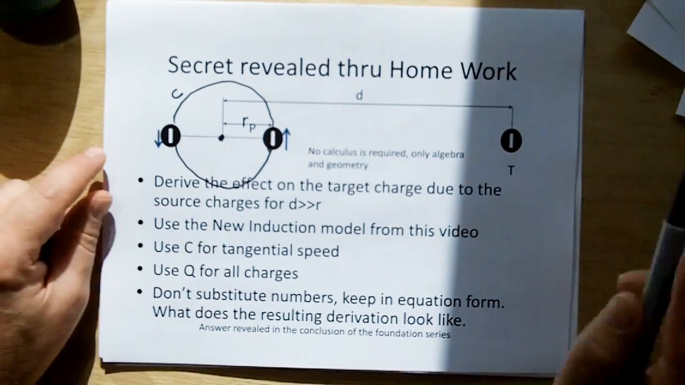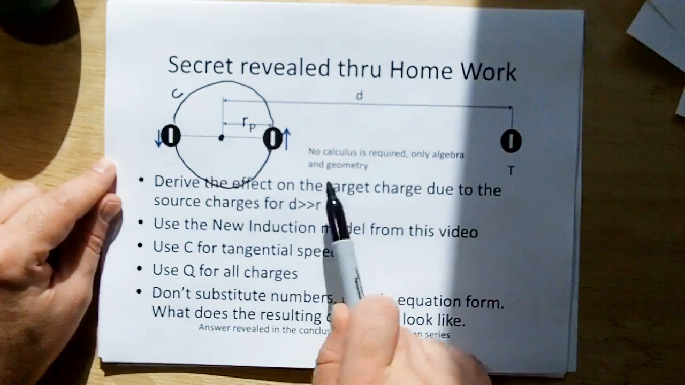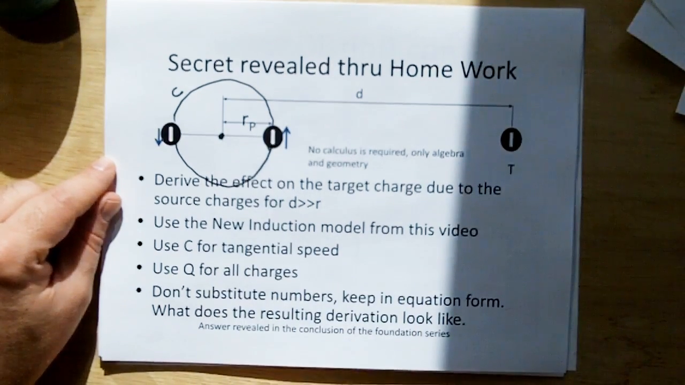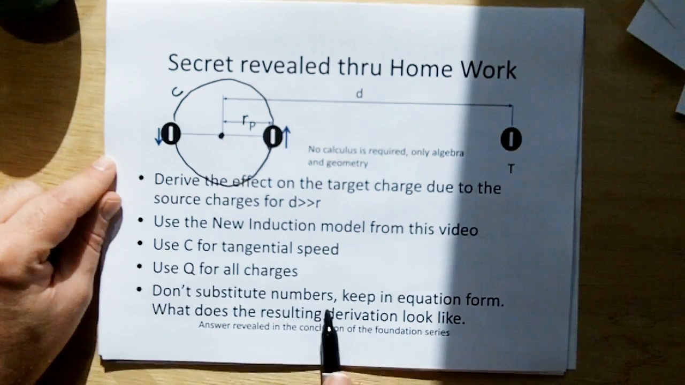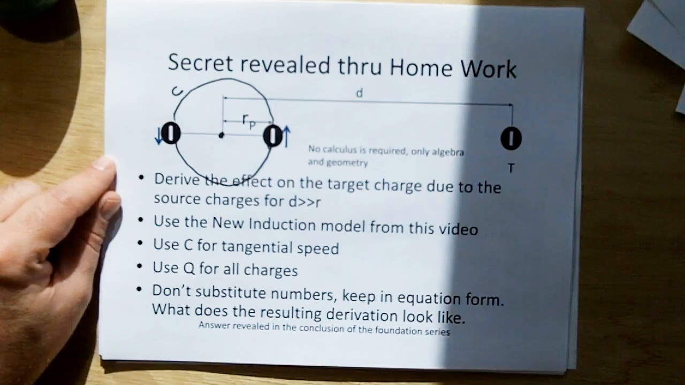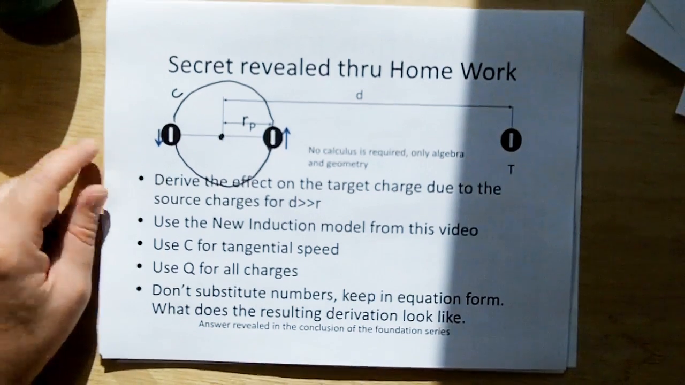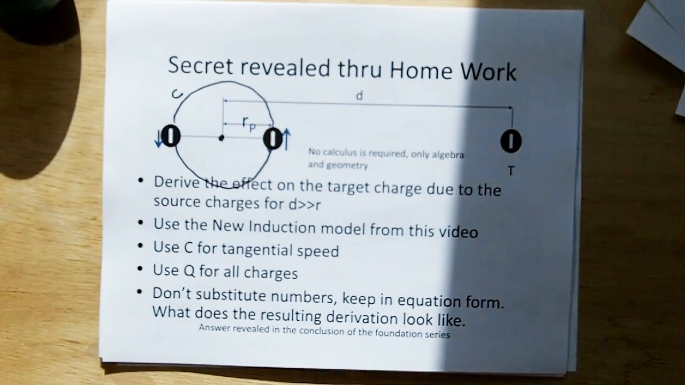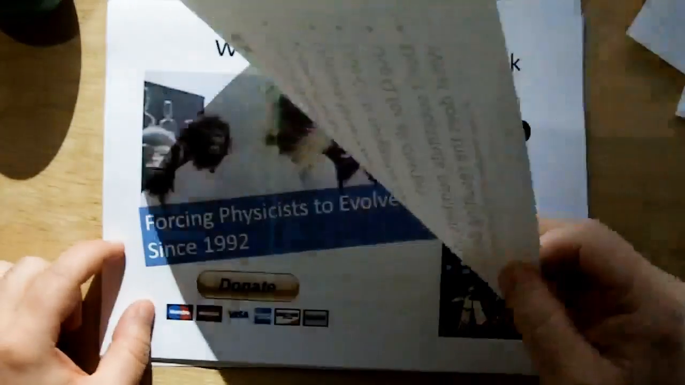So using new induction, derive the effect on the target charge due to the source charges for d much, much, much greater than r. Use c for the tangential speed, use q for all charges. Don't substitute numbers, keep it in equation form. And here's your question: what does the resulting derivation look like? This will be revealed in 2 videos, which I think is going to be the conclusion. So there's your homework. It'll reveal to you an interesting secret that I've been holding on to.